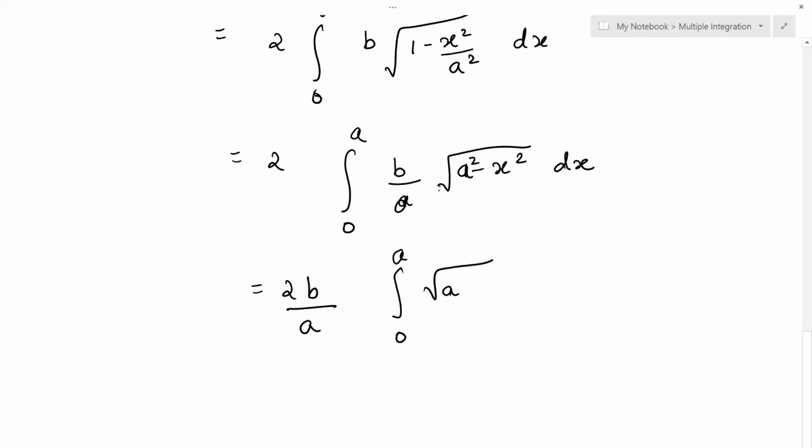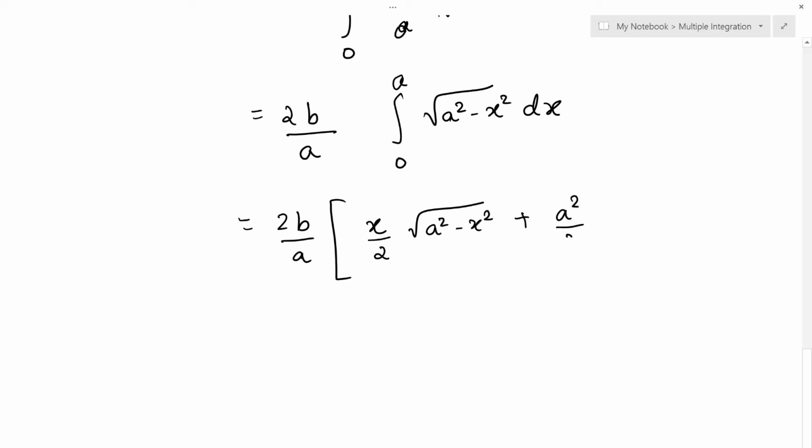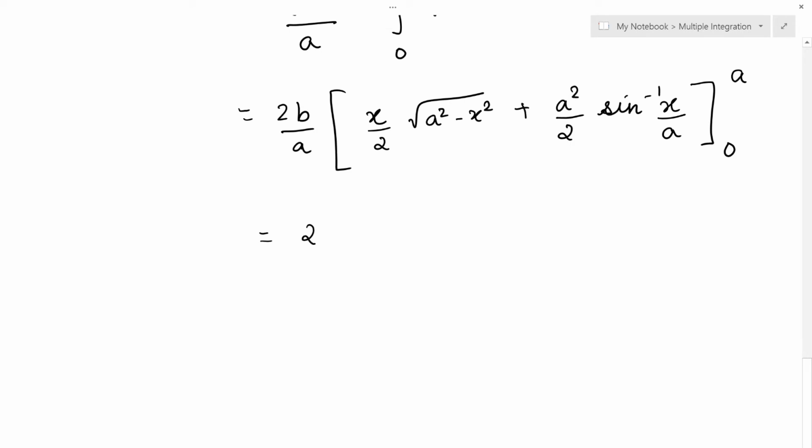Now from the formula list, we have seen this formula. If you remember, in the starting of the lecture series, for under root of a square minus x square, we'll use that formula, x by 2 and sine inverse. So 2b upon a times x by 2 under root of a square minus x square plus a square by 2 sine inverse of x by a. Let's substitute the limits now. If I substitute the upper limit and lower limit, that will be 0 in the first term. So the first term is not holding any value. Substituting the limits in the second term, that will be this.